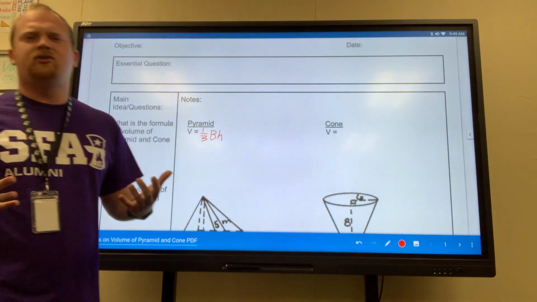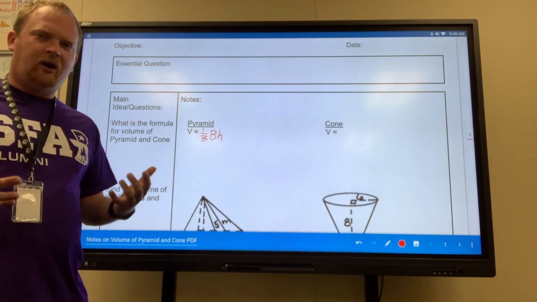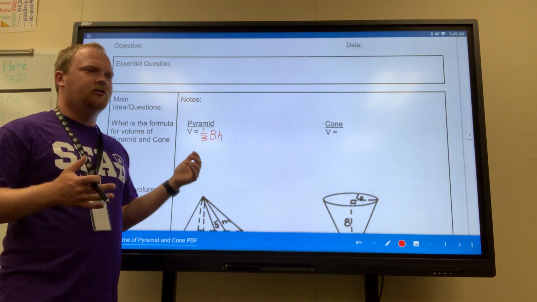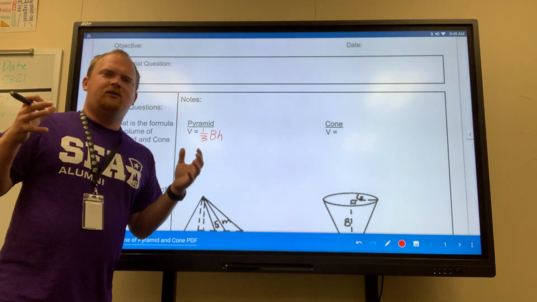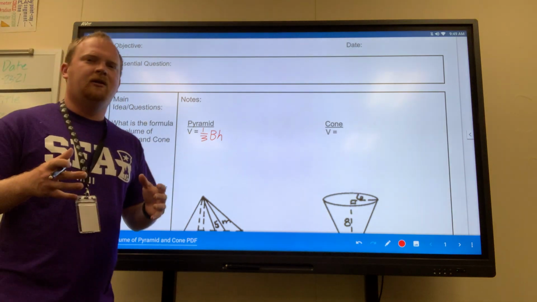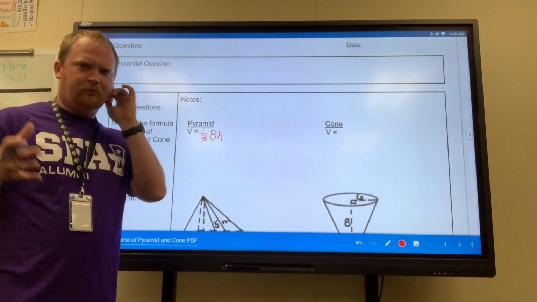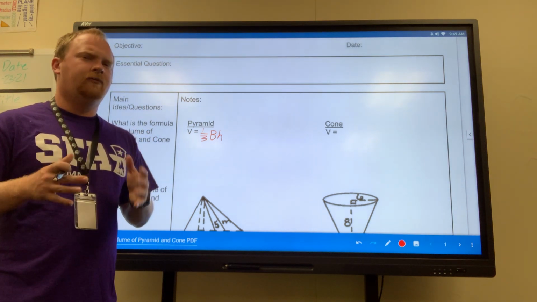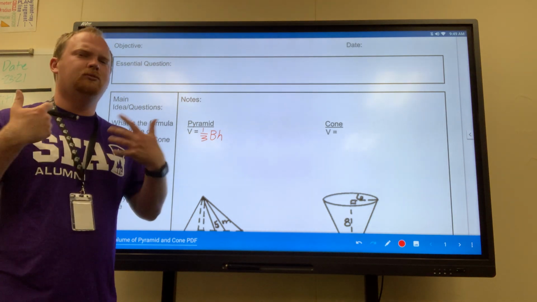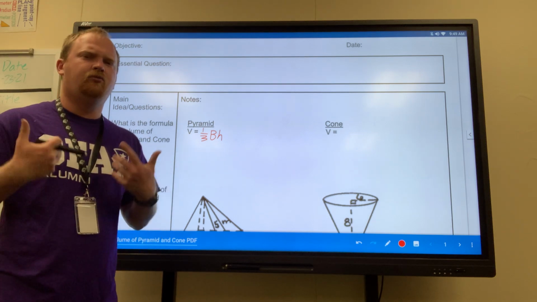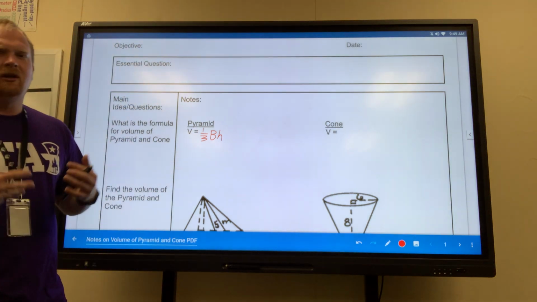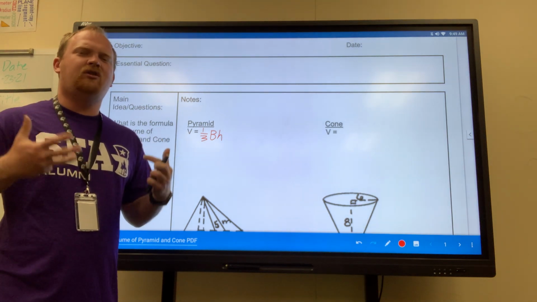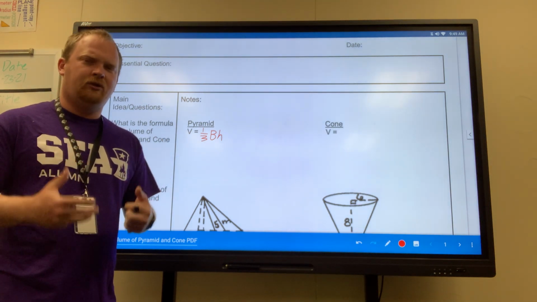This is how we actually determine volumes for pyramids. Because if you take the pyramid, fill it up with water, and put it inside of a prism, it'll actually be 1/3 of the prism. So you have to do it 2 more times just to fill up the prism with a pyramid. Okay? That's one unique thing about pyramids, is that it's actually 1/3 of a prism.